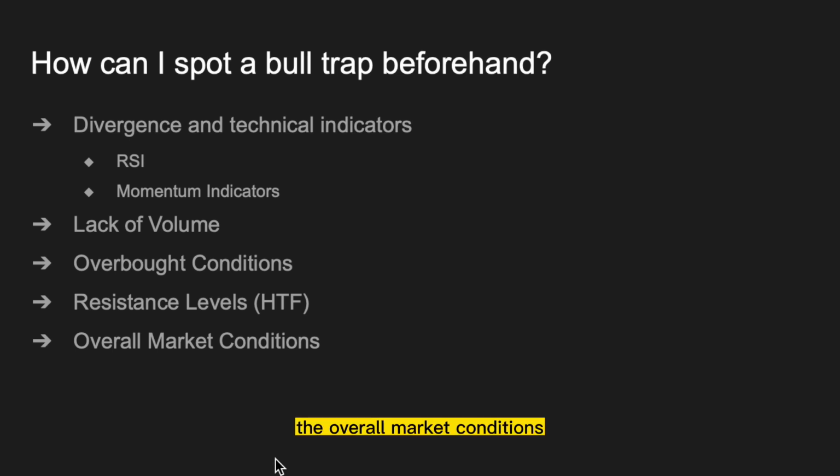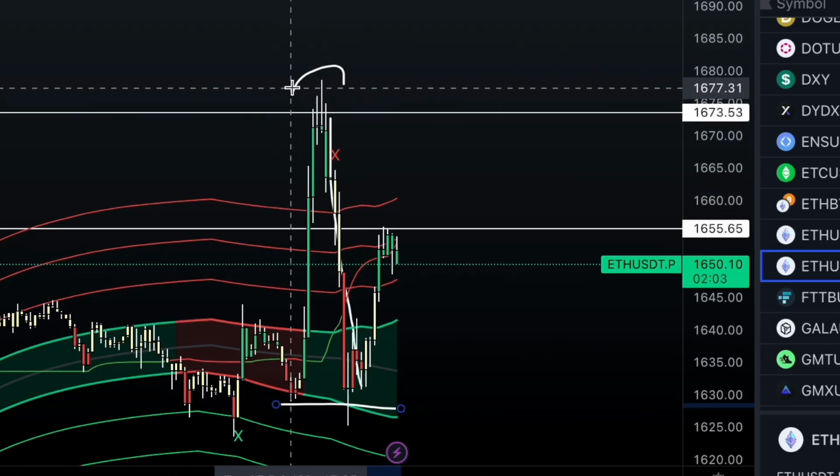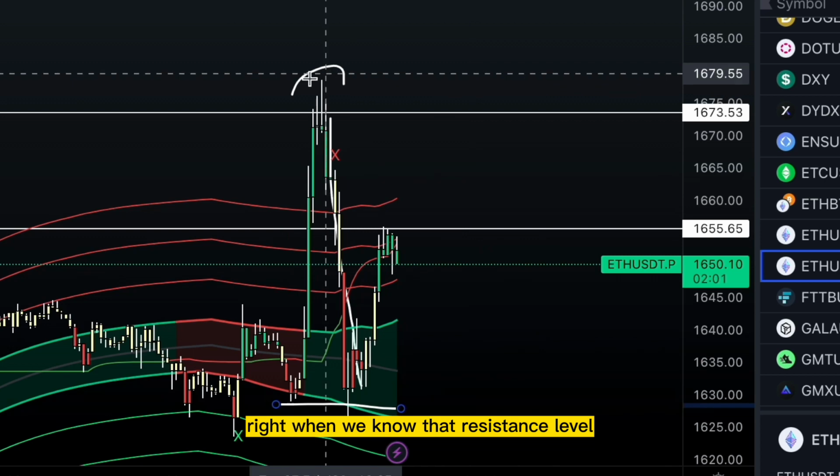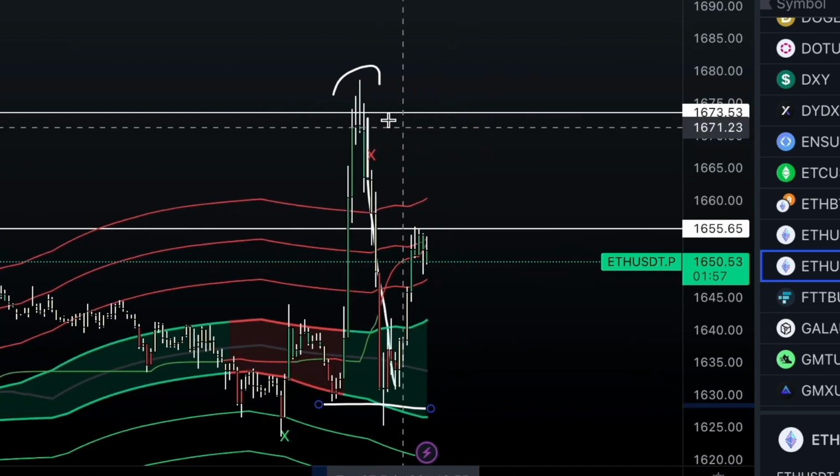Regarding the overall market conditions, everyone thinks we're still in a bear. We are in a bear market, just a bear market rally until proven otherwise. It's just important to remember that. So we don't want to be getting super bullish just because we're going up to a resistance level, when we know that resistance level was just rejected only a few days ago.